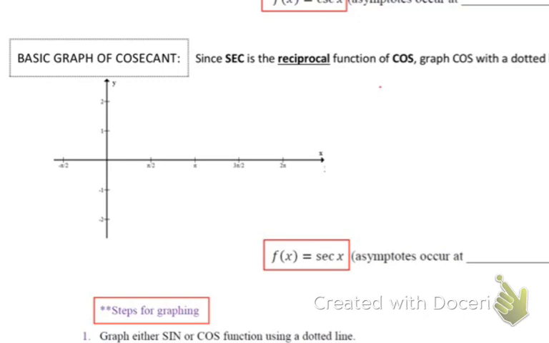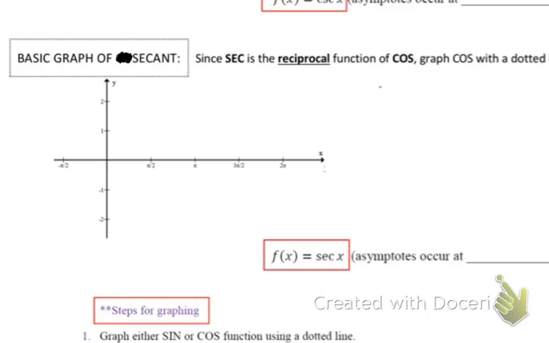All right, our next one is not cosecant. We need to cross out that co. That did not get crossed out or deleted in my file because we're actually doing secant. Secant is the reciprocal of cosine, so we're just going to graph cosine and do the exact same thing.